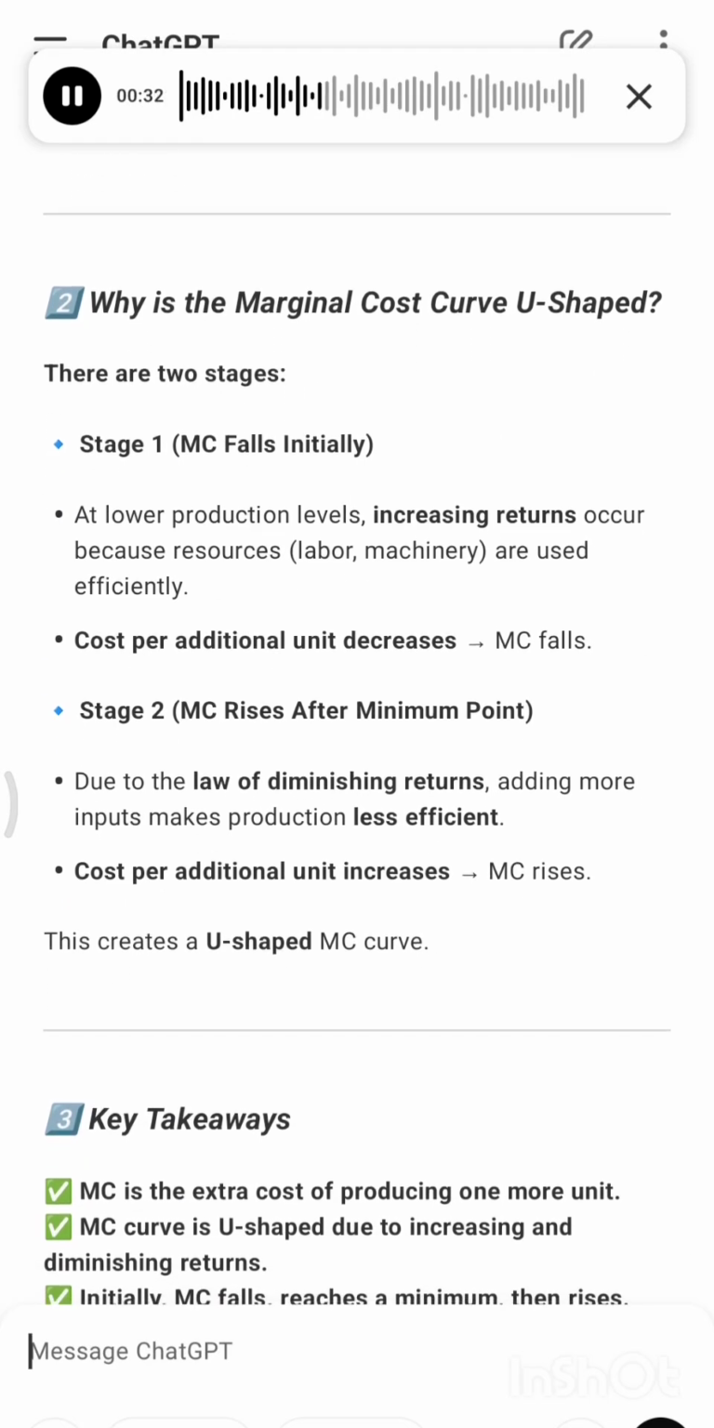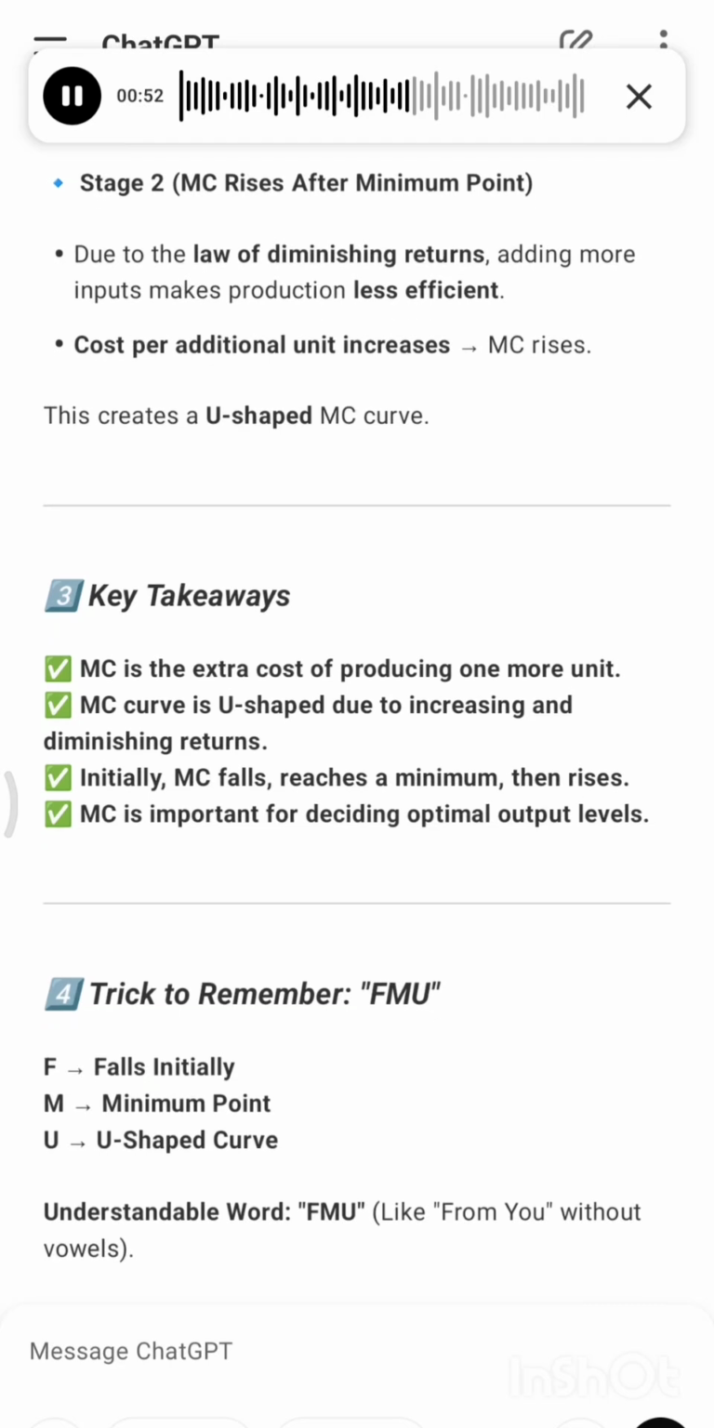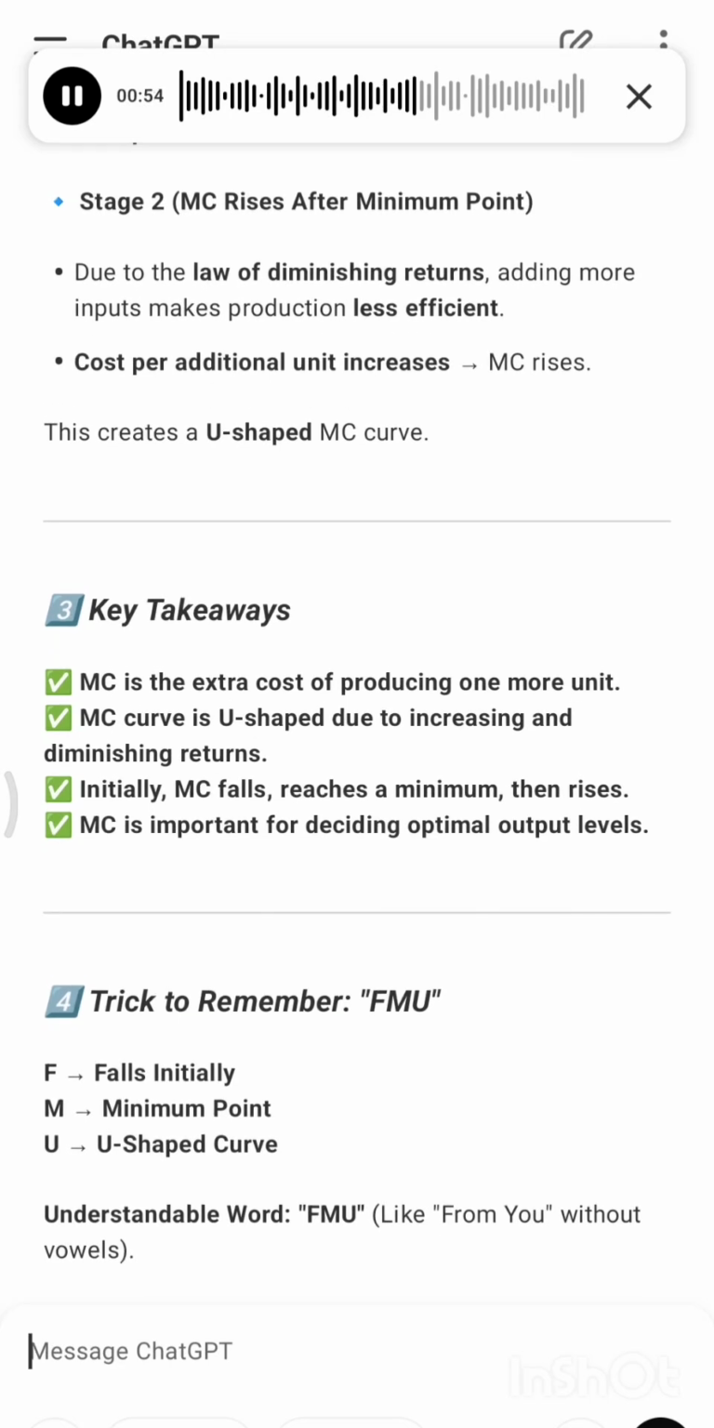2. Why is the marginal cost curve U-shaped? There are 2 stages. Stage 1: MC falls initially. At lower production levels, increasing returns occur because resources, labor and machinery, are used efficiently. Cost per additional unit decreases, so MC falls. Stage 2: MC rises after the minimum point. Due to the law of diminishing returns, adding more inputs makes production less efficient. Cost per additional unit increases, so MC rises. This creates a U-shaped MC curve.